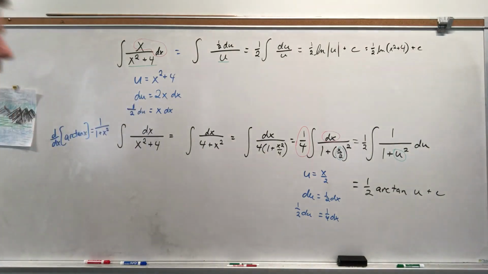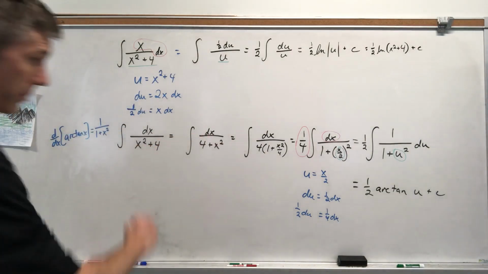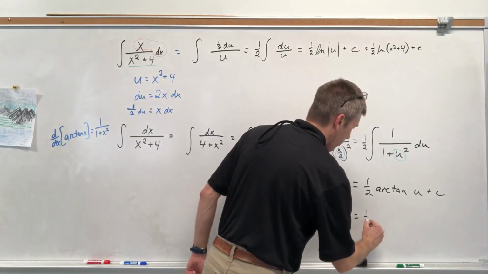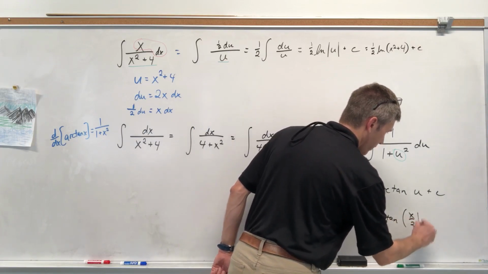All right, we're going to take u, which we decided was x over 2, and we're going to put it back in there. So we have 1/2 arctan of x over 2, and then plus c.